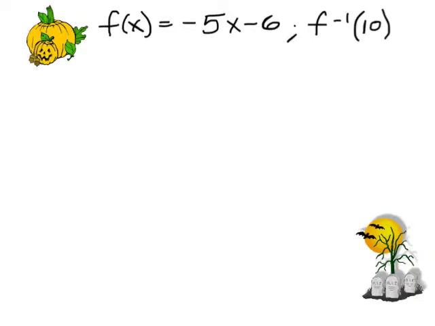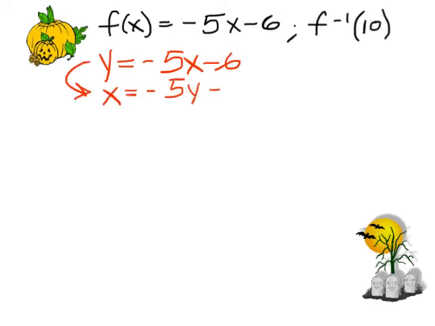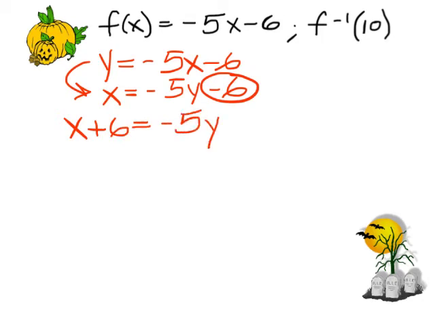Example number 2. y equals negative 5x minus 6. Interchange x and y, and then solve for y. You keep the x on the left, but you move this minus 6 over and make it plus 6. And then you keep the minus 5y on the right. Divide both sides by negative 5, and of course that would cancel out on the right.